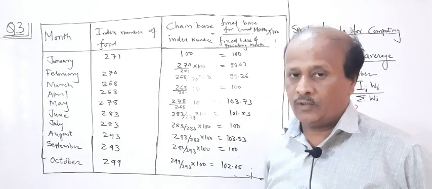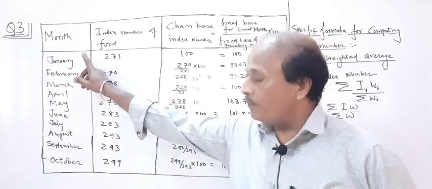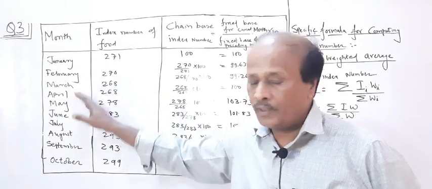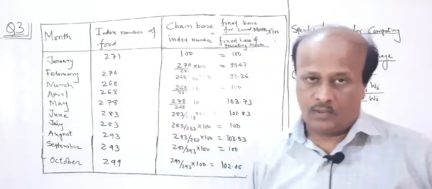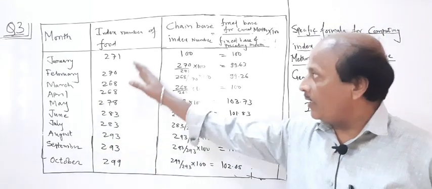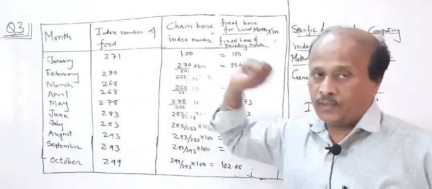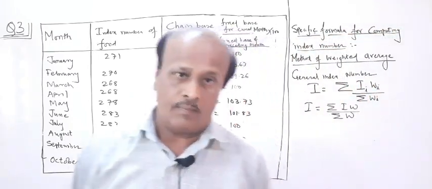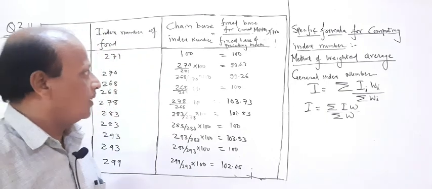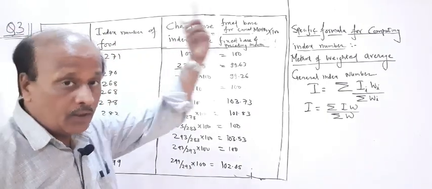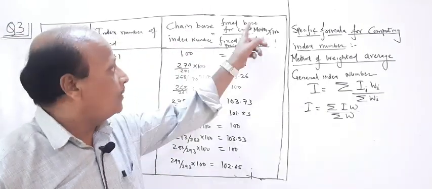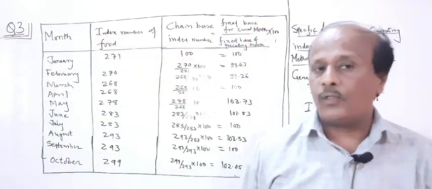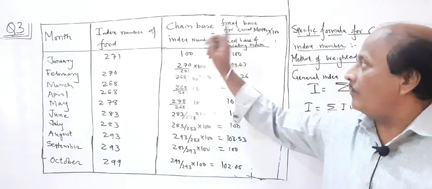Two columns are given in your book. See that the values are given month wise, not year wise. The months are January, February up to October, and the corresponding index number of food is given. Now they are asking you to find the chain base index number. Earlier we found the fixed base index number. So see the formula which I told you in the previous session. I told you the formula for the current year, but here data are given for a month, so you can modify that formula.